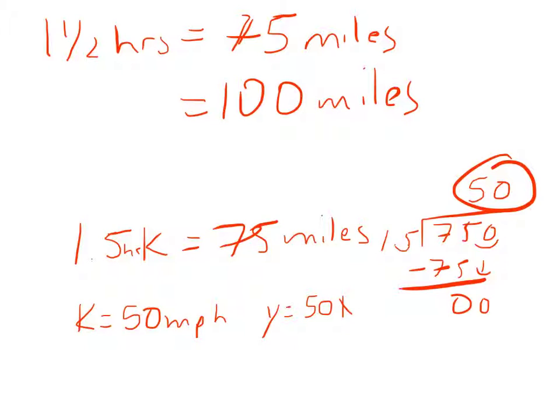Now in this case, we have y is the answer. So 100 equals 50 times x. Again, we would divide both sides by 50. 100 divided by 50 would be 2 hours. So it's going to take her 2 hours to go 100 miles.